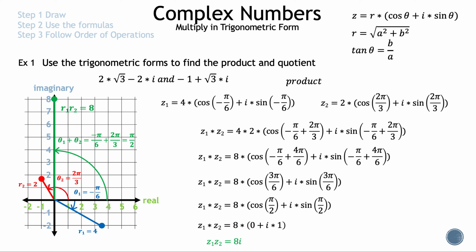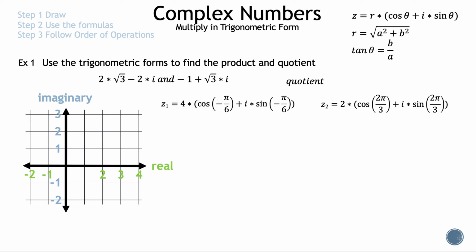Now let's take a look at the graph. Did you think the result would be between the red line and the blue line? Does this happen every time? And that is the product of our two complex numbers in trigonometric form.